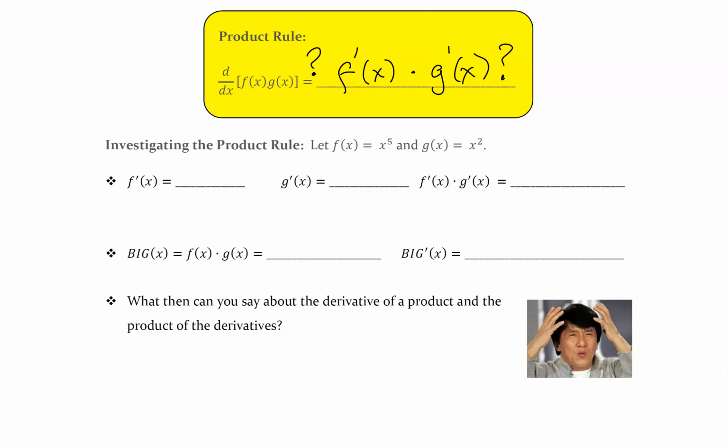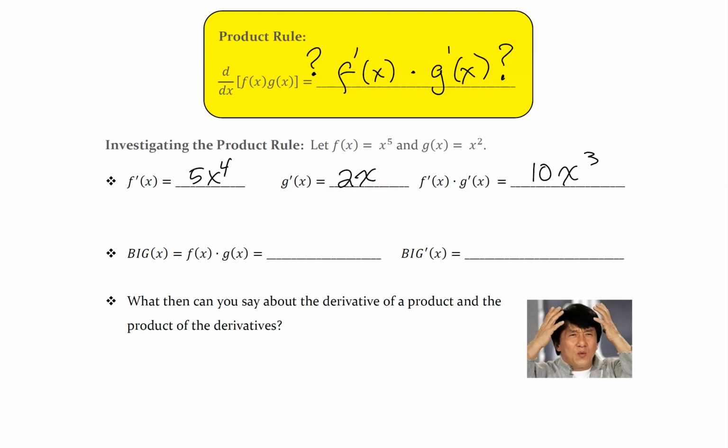Let's see. Okay, so let's do a little investigation here. If f of x is x to the 5th, then we know the derivative is 5x to the 4th. If g of x is x squared, then the derivative of g is 2x to the 1st, which I don't need to write the 1, right? Now, if I multiply the two derivatives together, it would be 10x to the 3rd, correct? Okay, now what am I trying to answer? I'm trying to see if the derivative of a product is the product of the derivatives.